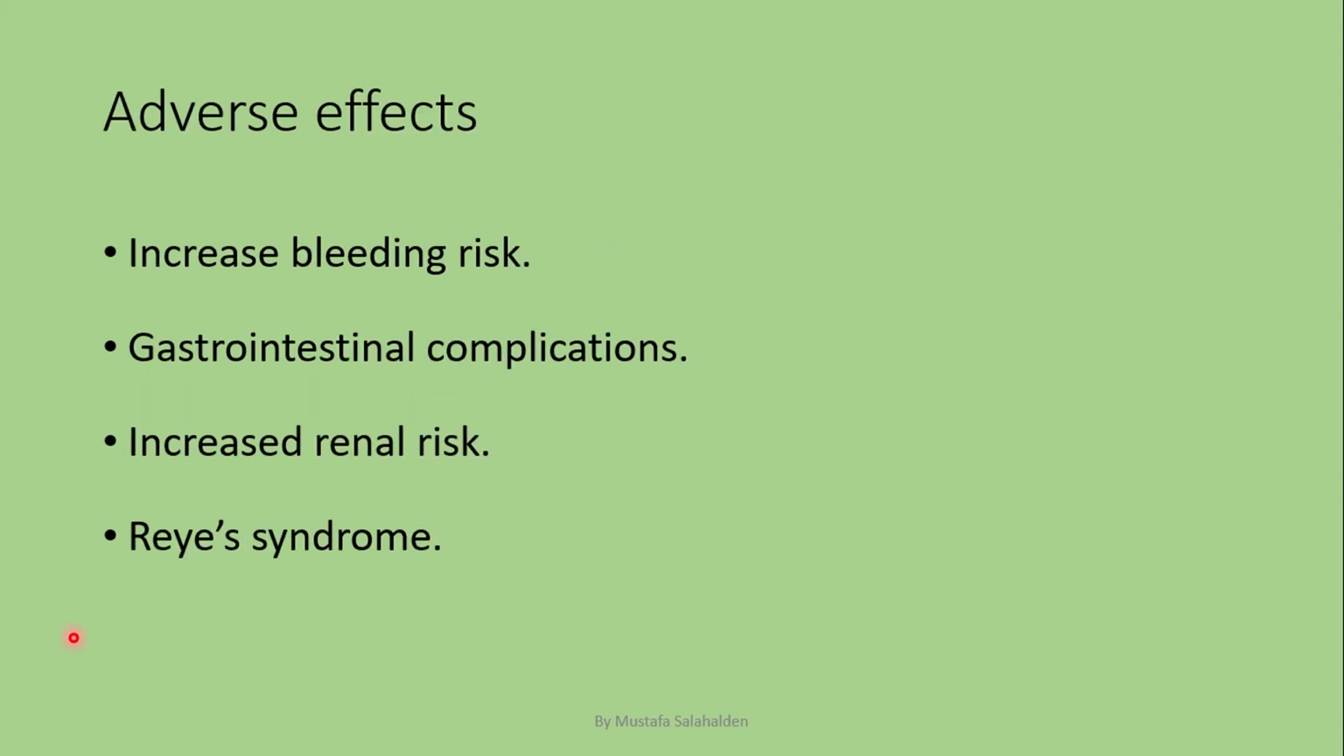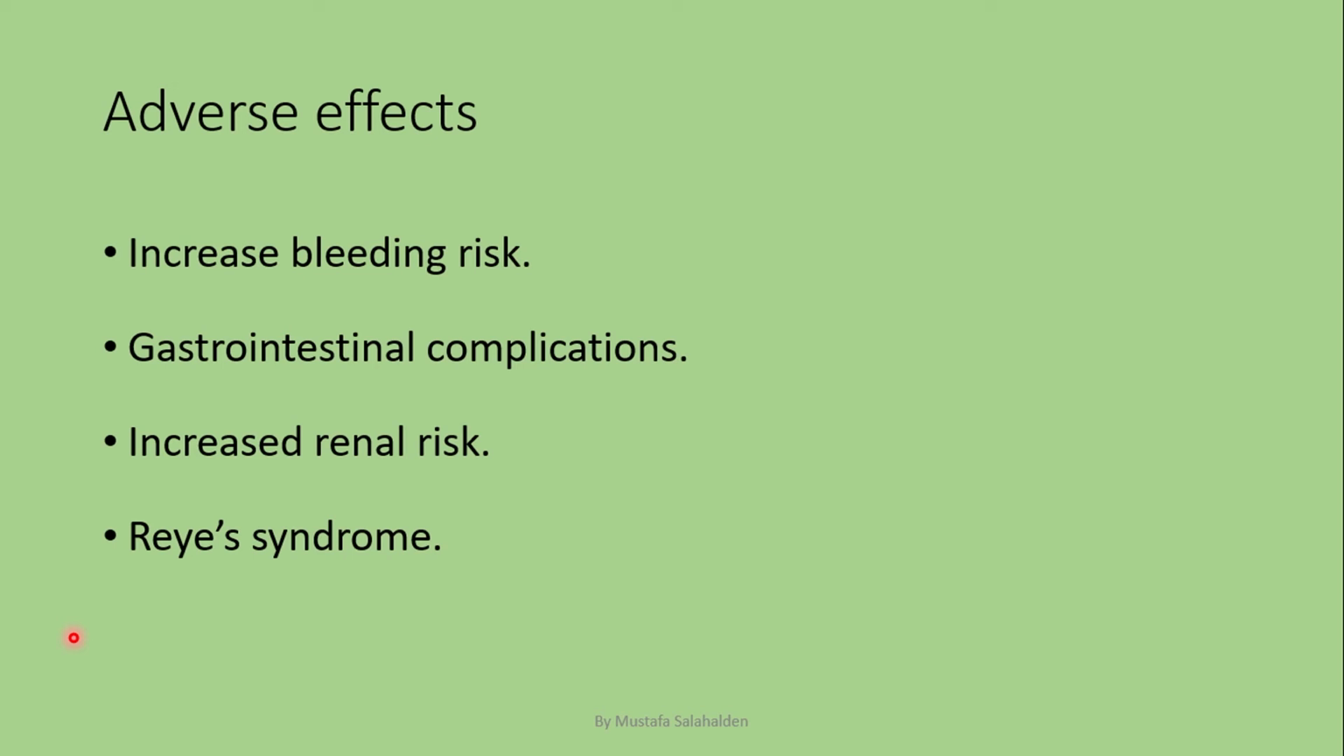Now, the adverse effects of aspirin use include increased bleeding risk because of the antiplatelet effect that I talked about earlier, and gastrointestinal complications, which come from inhibiting cyclooxygenase enzyme 1 in the gut, which is responsible for the cytoprotective mucus secretion. When we use aspirin, there is a reduction in this cytoprotective mucus, which leads to gastrointestinal complications.